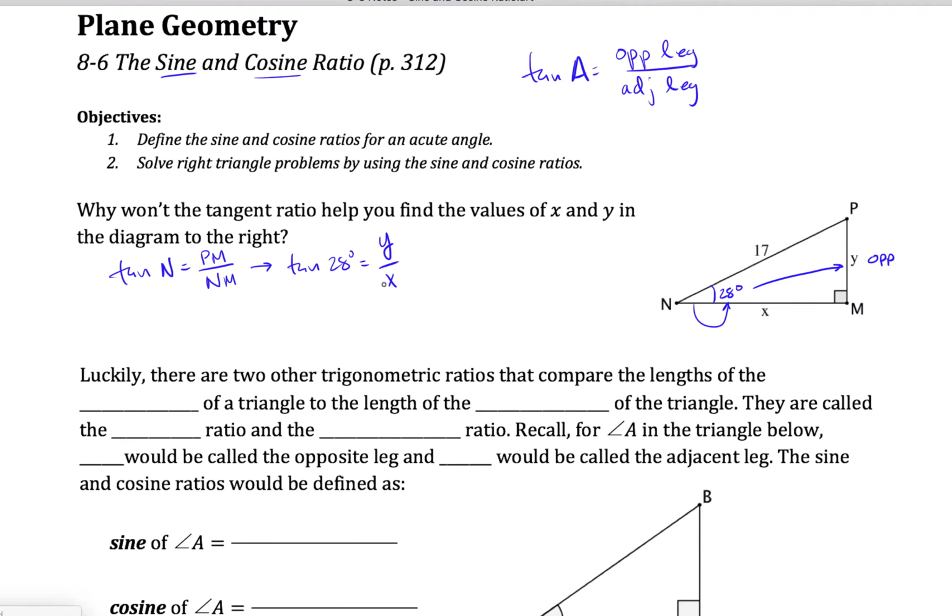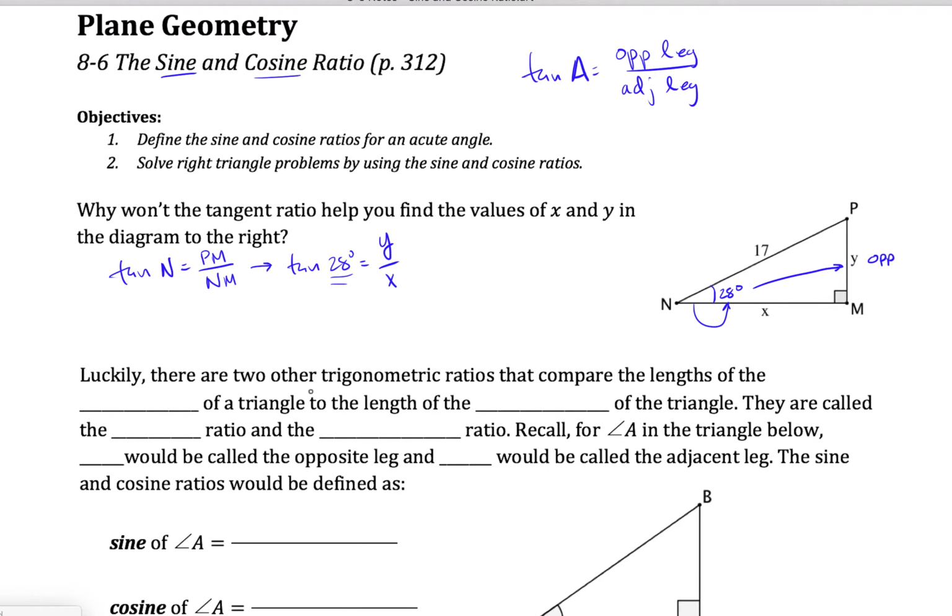We learned in the last video that if we want to use the tangent ratio to find a side length in a right triangle, we need to know the angle measure and one of these two numbers. That way we would only have one unknown in this little equation here. So the tangent ratio wouldn't help us in this situation.